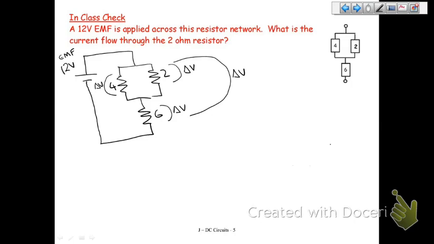So the next thing I can ask you about is the current flow there and the current flow there. And these will not be the same. I call that I system. And I'll call this I4 because it's going through the 4. And I'm going to call this I2 because it's going through the 2.